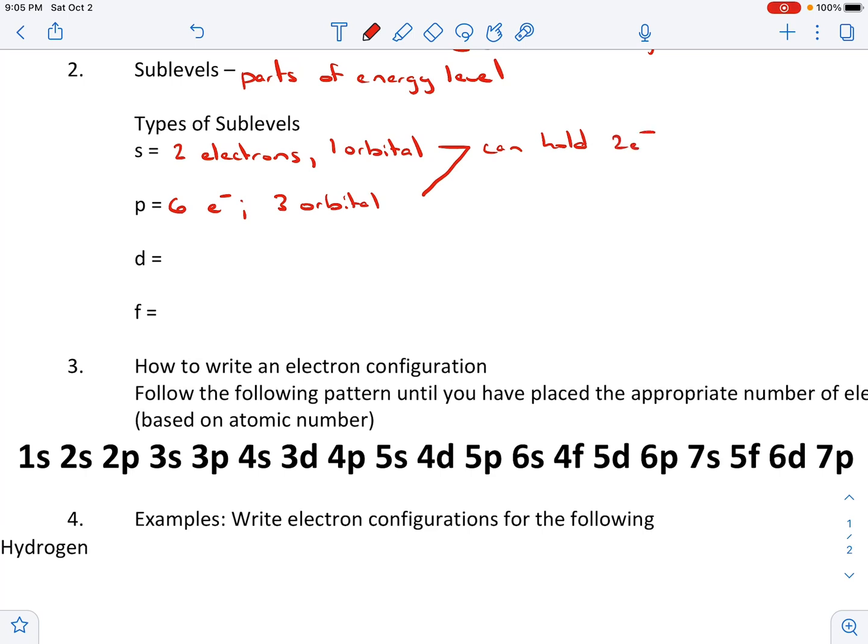So in the d, we can hold up to 10 electrons. So how many orbitals do you suppose they have? That's right, 5 orbitals. And then the f can hold up to 14 electrons. We're not going to use these a ton because they start to do some weird stuff down towards the bottom, and we're trying to keep it fairly simple. But there are 7 orbitals available in the f. So each of these orbitals can hold 2 electrons.